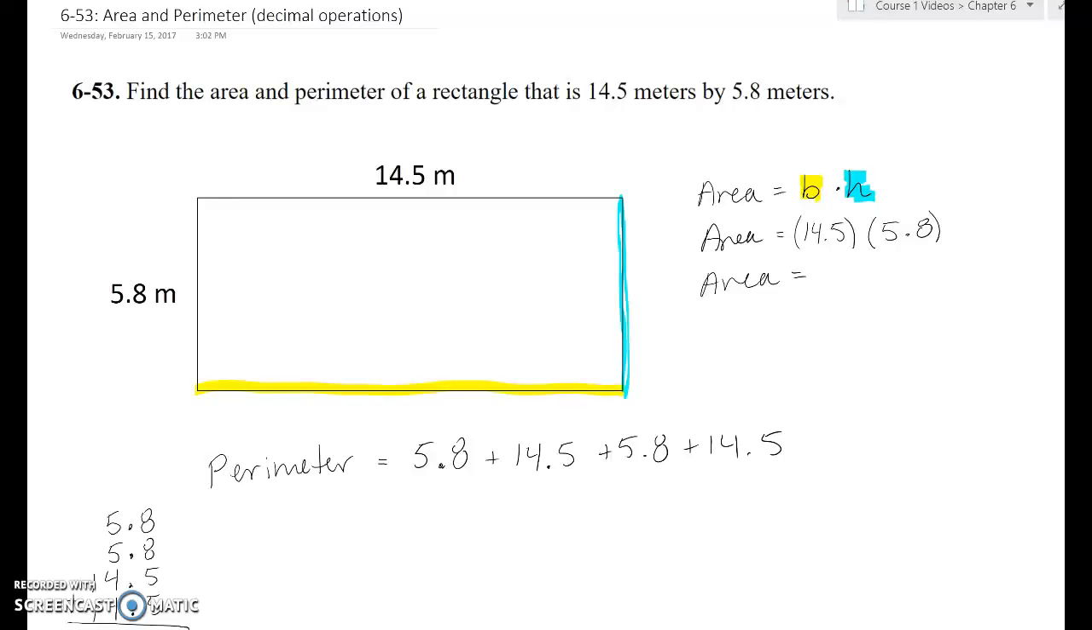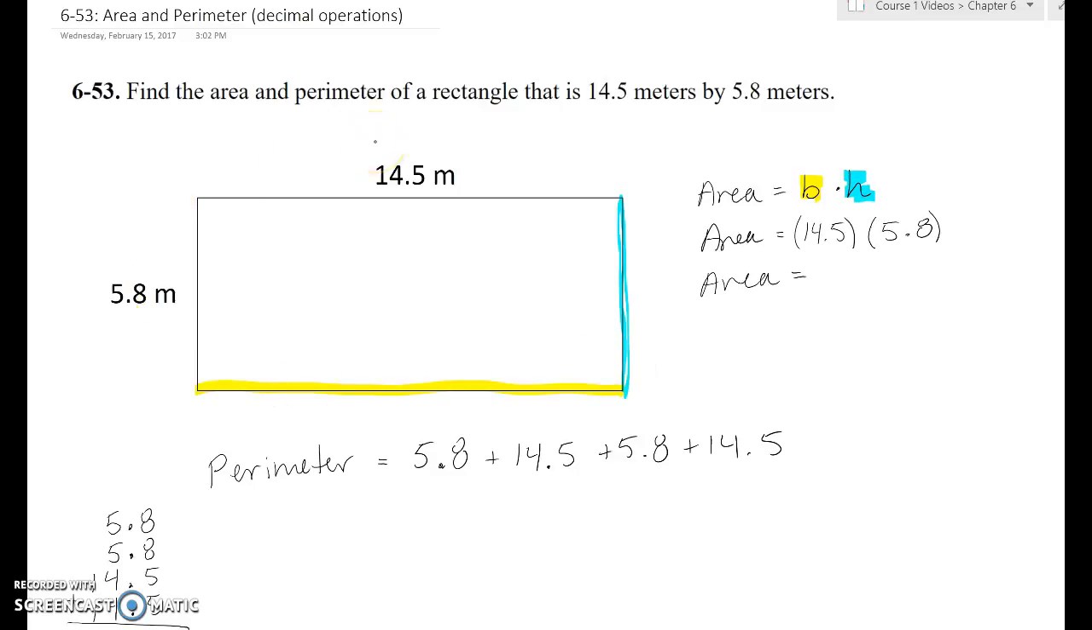Okay, let's do an area and perimeter problem. This one involves decimal operations. Perimeter, so let's just start there. So the perimeter of this rectangle, that's 14.5 meters by 5 8/10 of a meter.